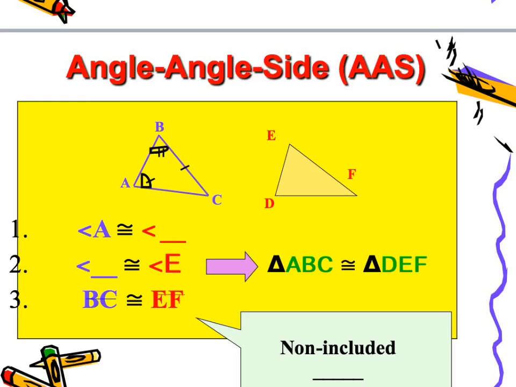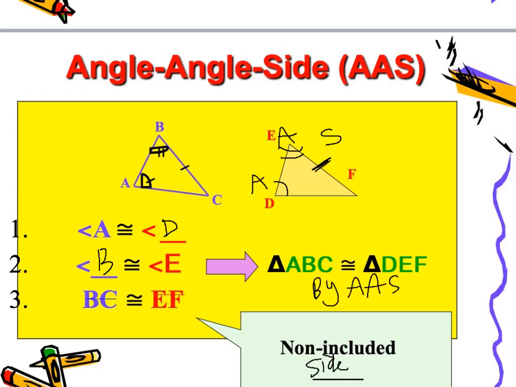Next, angle, angle, side. This is the last one. This time, angle A is equal to angle D, so we're going to swoop that once. Angle B is equal to angle E, so we're going to swoop that twice. And lastly, BC is equal to EF with one slash. Do you see the difference here? The non-included side is EF. It's not in between the two angles. So this would be AAS. Triangle ABC is congruent to DEF by AAS.